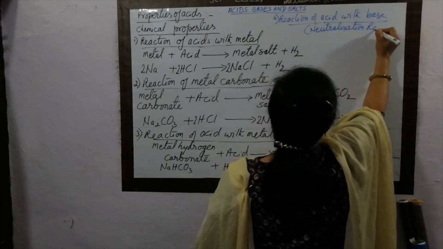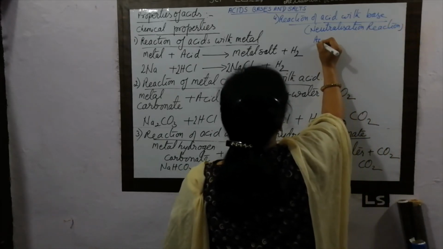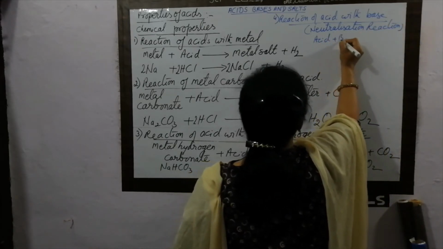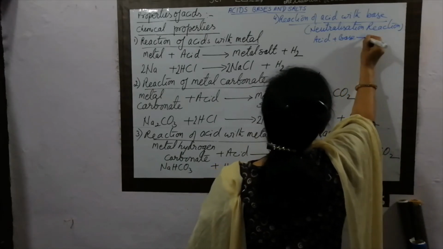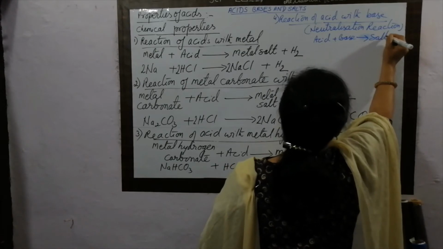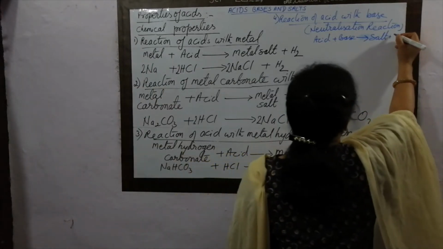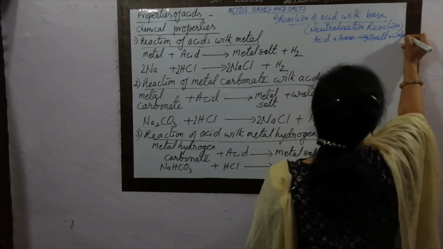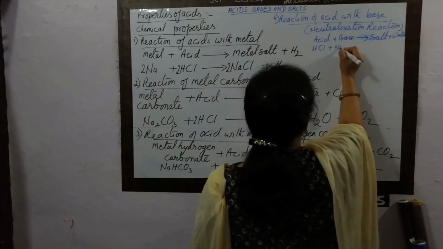Neutralization reaction. And you also know what happened when acid combined with a base. It forms salt, and not only the salt, with the salt, water is also formed. Salt and water. We are able to write like this: acid HCl, base NaOH.